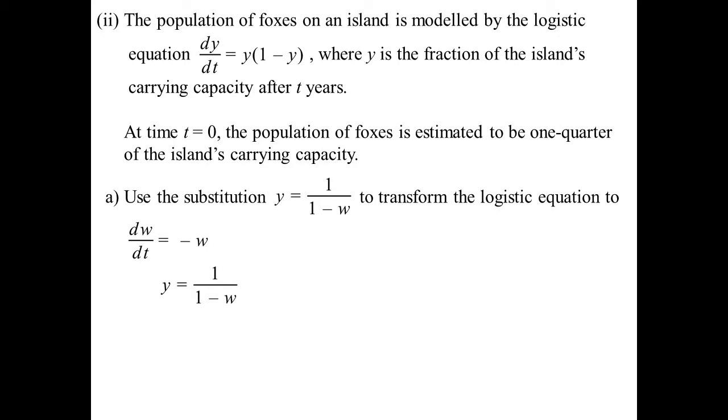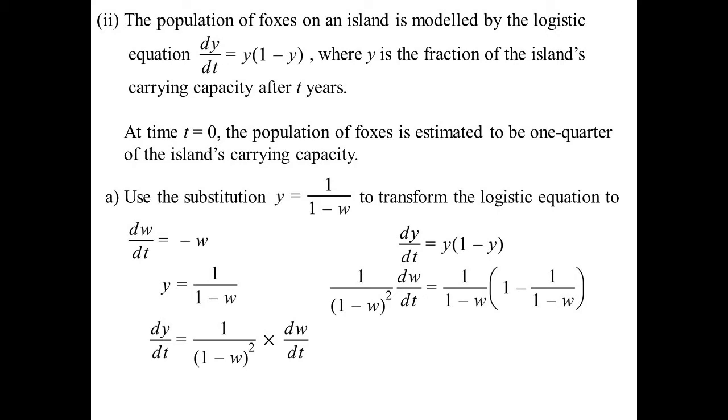So y is 1 on 1 minus w. We want to show the w equation. So I'm going to differentiate both sides with respect to t. On the left-hand side, I just get dy/dt. On the right-hand side, doing it implicitly, reciprocal rule: minus the derivative on the function squared. So I get 1 on (1 minus w) squared, times dw/dt. Substituting all the stuff we've found in, multiply both sides by (1 minus w) squared. And yeah, we've got cancelling happening there. We end up with negative w, so we've got our equation that we want.